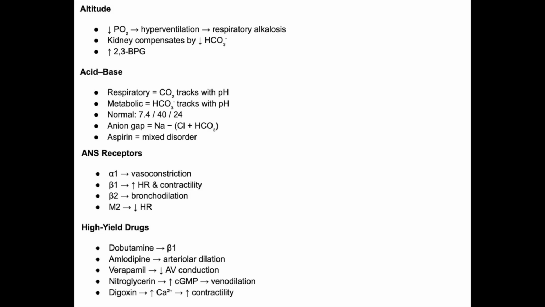And so basically the theme of week 3 is integration here. Ventilation affects CO2, CO2 affects pH, pH affects hemoglobin affinity, autonomic tone affects heart rate and vascular resistance, and drugs manipulate those same pathways. So if you can explain these relationships without memorizing them, you're kicking ass.